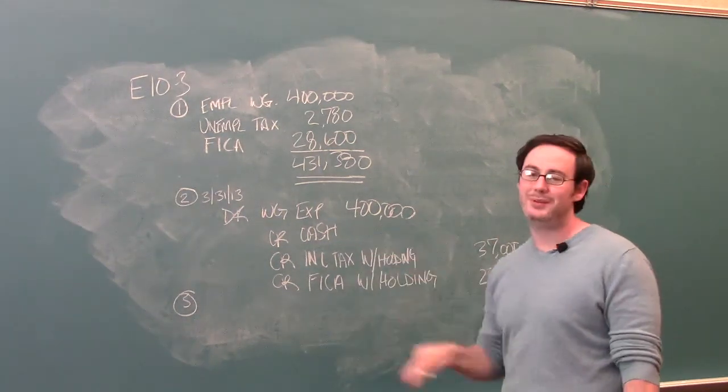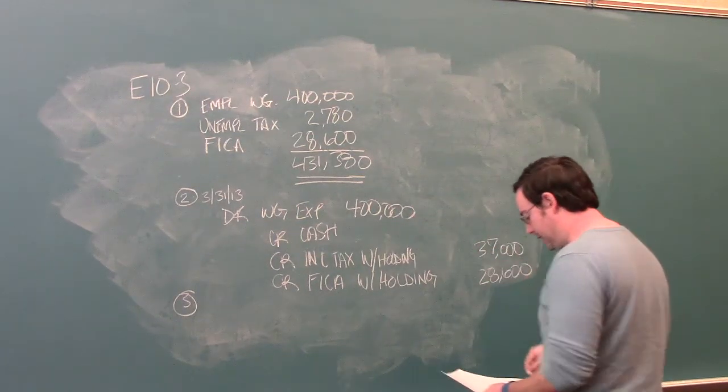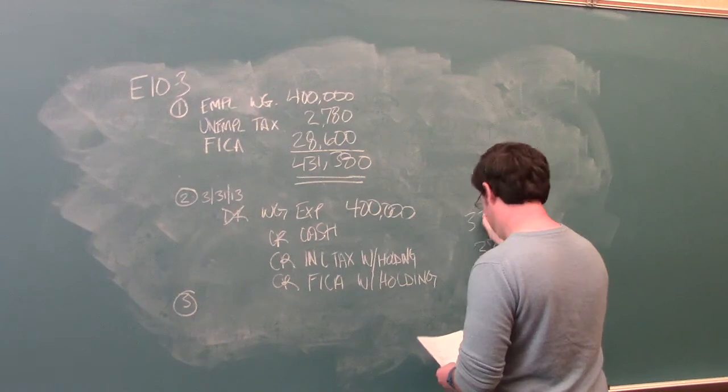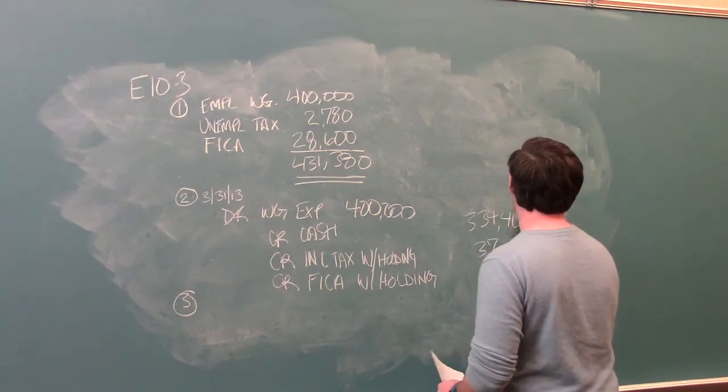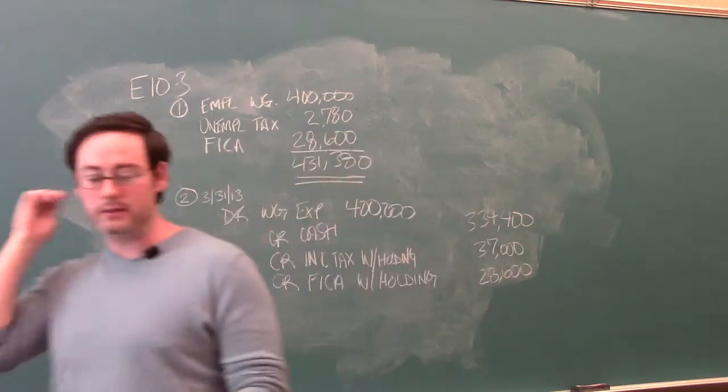Remember, this cash would represent the net pay going to the employee. So if you take the 400,000, subtract out these amounts here, we get $334,400. This is the amount of cash that is actually going to the employees, okay?